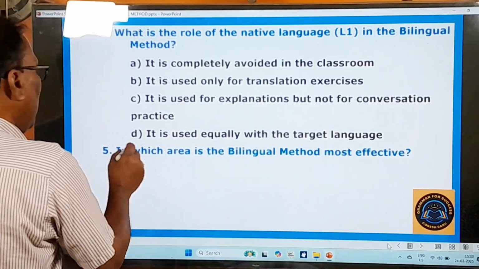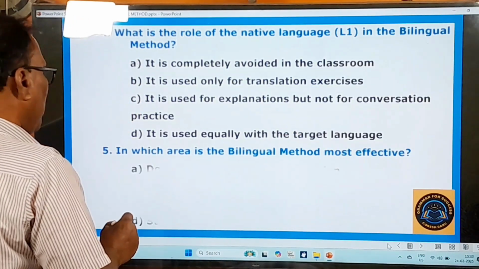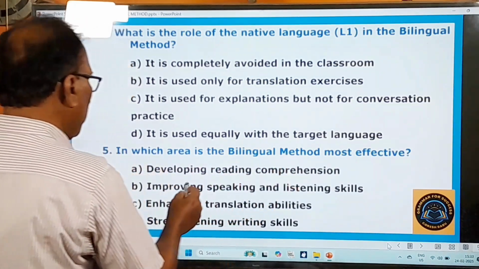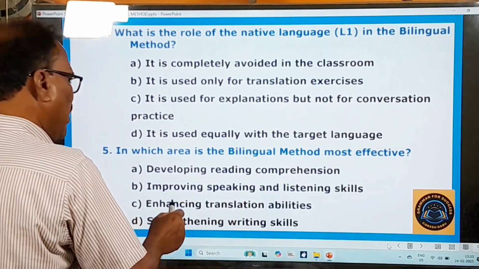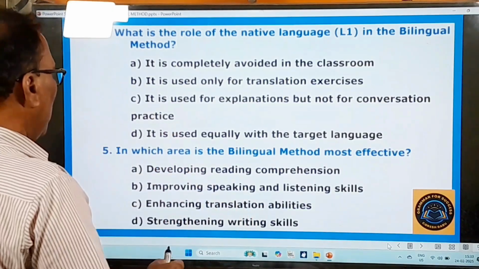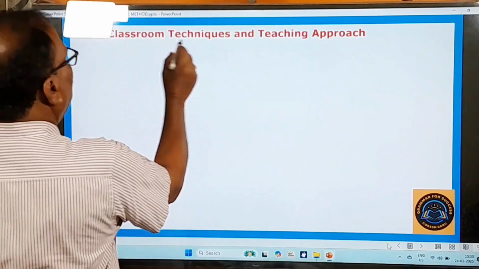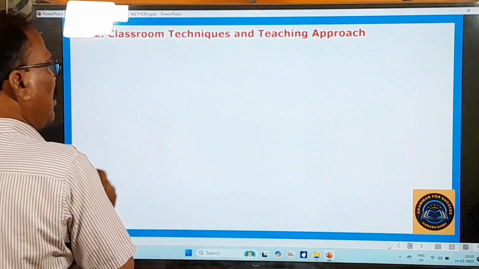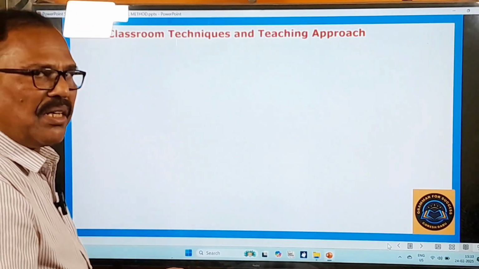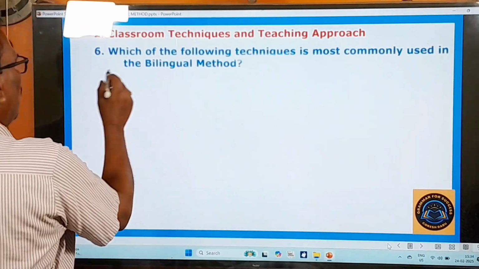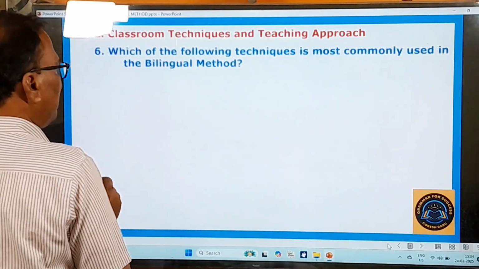In fifth question, in which area is the bilingual method most effective? Options are: developing reading comprehension, improving speaking and listening skills, enhancing translation abilities, strengthening writing skills. So these are the options. Okay, now you move on to other questions. Classroom techniques and teaching approach. Basing on this topic also, some questions are posed here. You can easily answer them. Okay, sixth question. Which of the following techniques is most commonly used in the bilingual method?